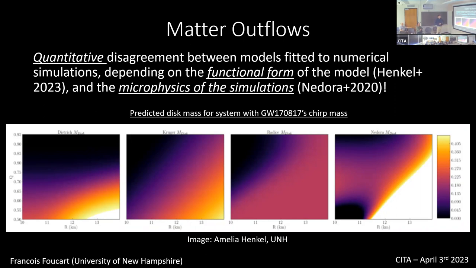My current recommendation would be to look at predictions from different models and take that as a broad estimate of the current uncertainties in modeling. But we definitely need to do better with more parameter space coverage, especially for higher mass ratio systems. So that's where we are in terms of quantitative modeling, which is not great for neutron star mergers. Okay, for black hole neutron stars, things are better.